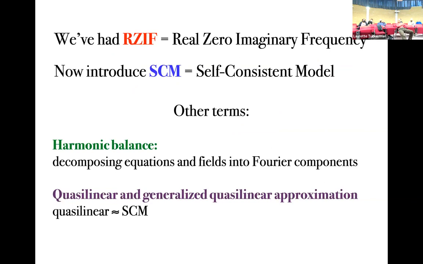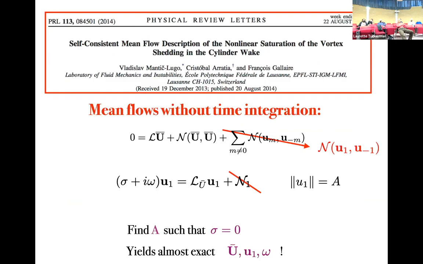So here, let me skip this other stuff. Some other people, this is François Gallaire's group, Vladislav Mantič-Lugo and Cristóbal Arratia, published a PRL in 2014. This is the same year as my article, Turton, I believe, or maybe the year before. Anyway, they tried to take advantage of this. Remember, I dropped the N1, but they didn't. For the RZIF we use the full nonlinear term. It's the exact U bar that we're using.